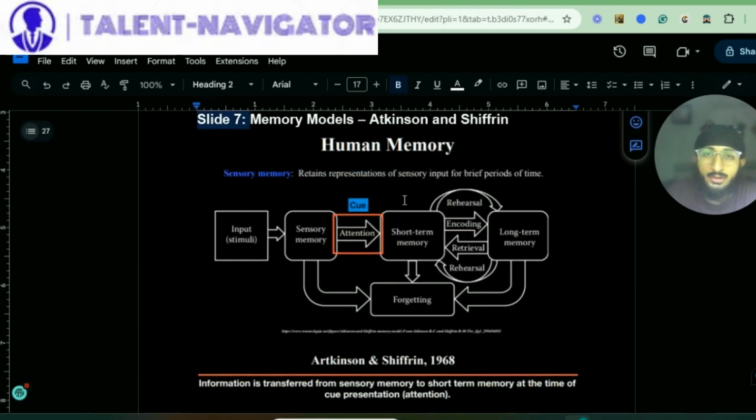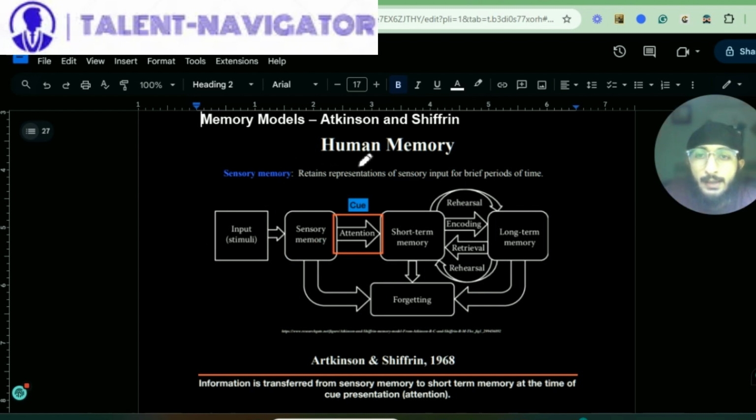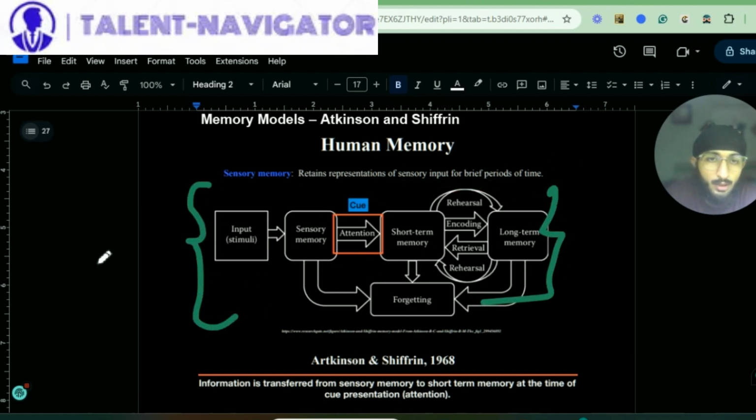Now, we're going to be covering memory models, Atkinson and Shiffrin. So, human memory. This is the slide where we'll be discussing that. Firstly, we'll be talking about sensory memory. Sensory memory retains representations of sensory input for a brief period of time. Basically, this is the workflow of how human memory works. This is the pipeline.